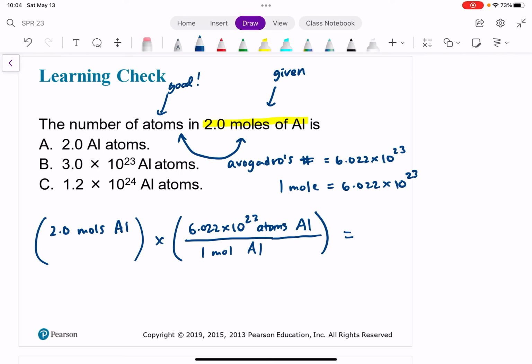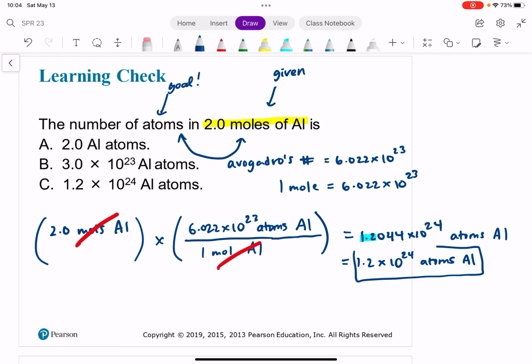Okay, just like before, we can cancel out these moles. And now we're left with atoms of aluminum. So what do we get out? Let's see. So 2 times 6.022 times 10 to the 23rd is 1.2044 times 10 to the 24th atoms of aluminum. And accounting for sig figs, we're going to round that to 1.2 times 10 to the 24th atoms of aluminum. That's my final answer.